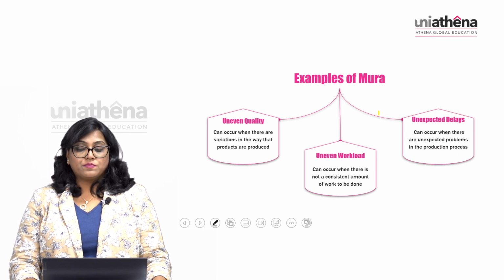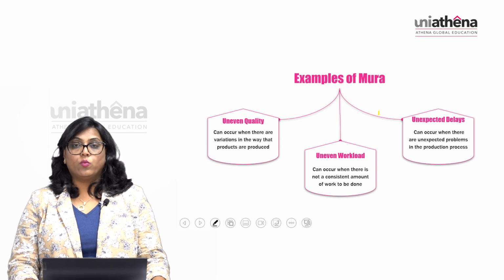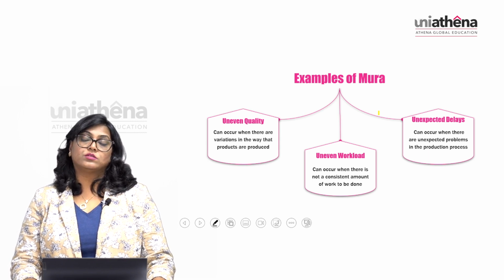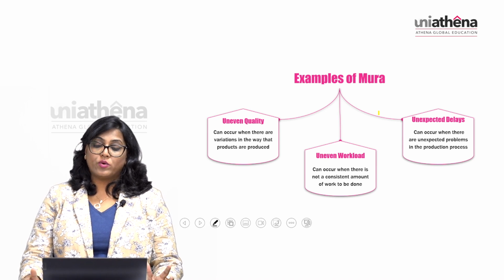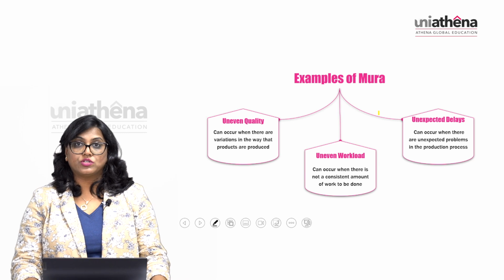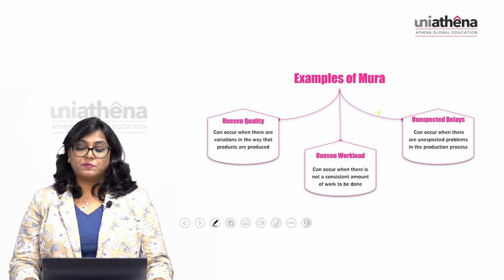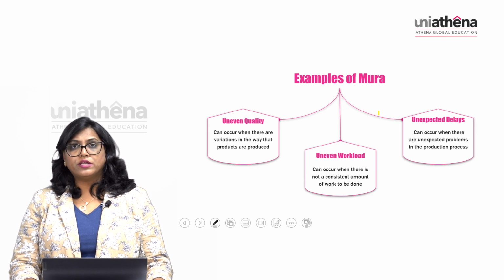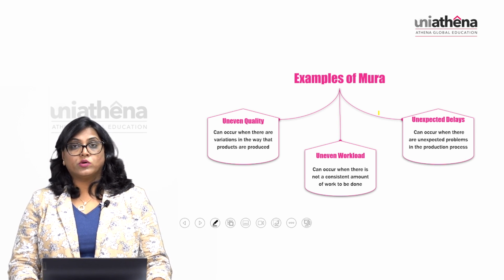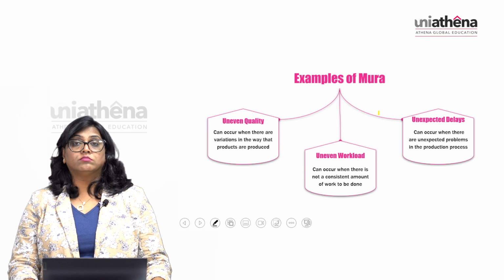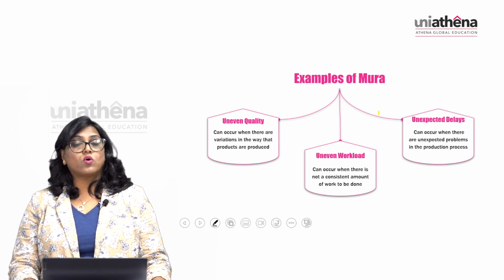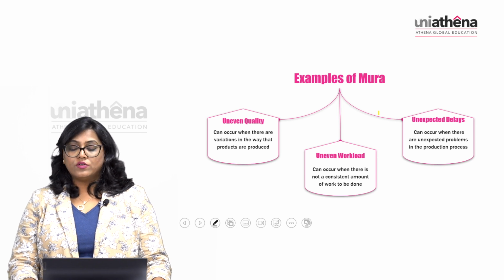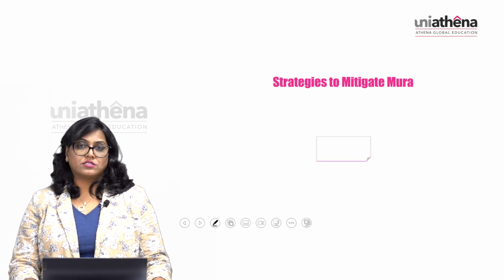Then we look at unexpected delays. This can occur where there are unexpected problems in the production process. They could be events or consequences where you're not foreseeing the situation in the right way. So, there can be an unexpected event and there could be a delay. Let's say, for example, when you're in the production process, a machine breaks down. Obviously, the production process takes time. Or there's an accident amongst the employees while the manufacturing takes place. So this causes delay in the manufacturing process. These are unexpected delays.